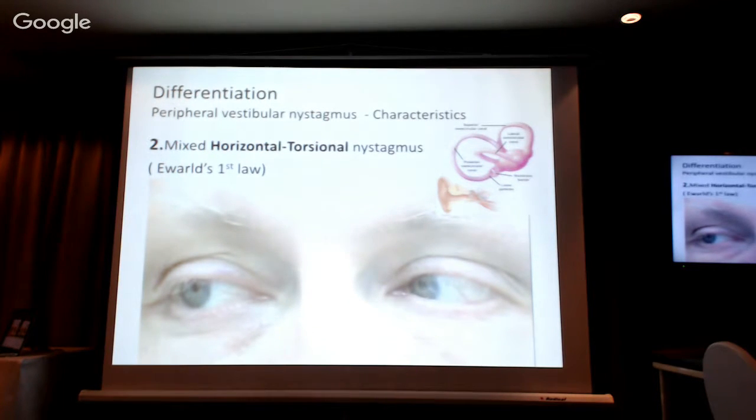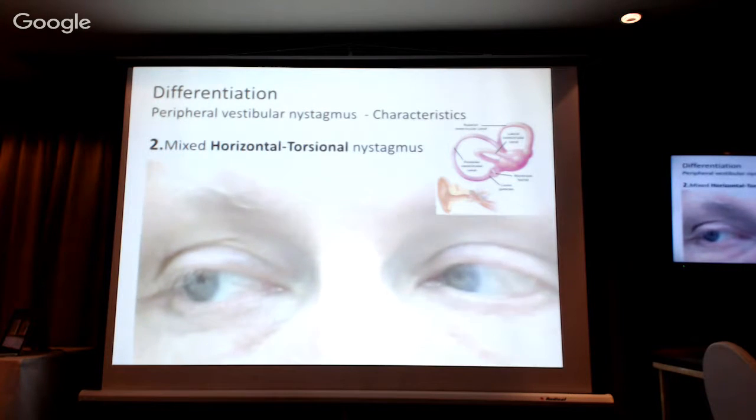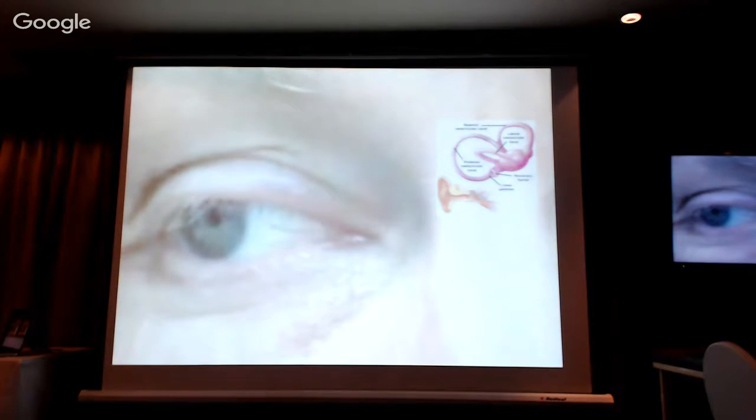So what you see is horizontal nystagmus with a very minor torsion. Look at the slide here. Slide rotation. Here, you can probably see better. Horizontal nystagmus with a very minor torsional component, characteristic of peripheral nystagmus.